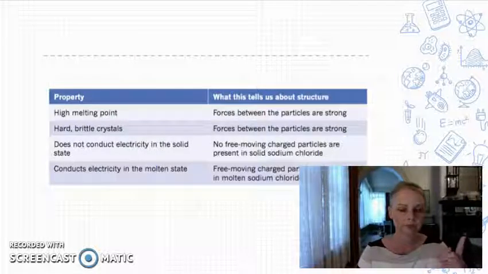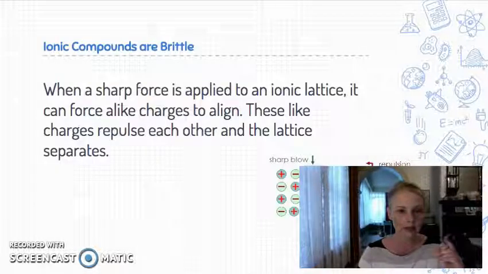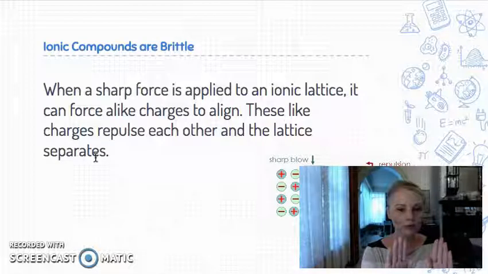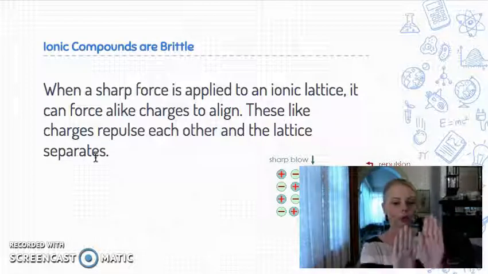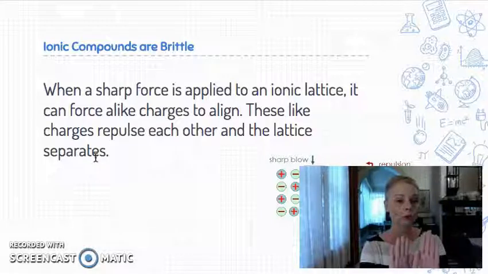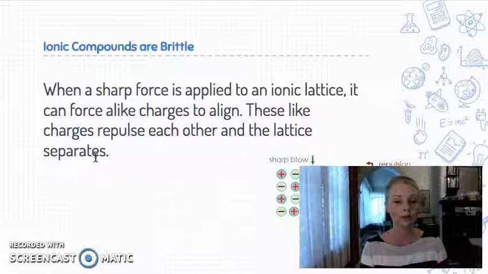Brittleness. That's the one that we didn't talk about yet. Brittleness, let's slide down to this one. Because we've got the alternating positive and negative charges, if we push them and align the positive charges together and the negative charges together, they will repel each other, and that will cause the lattice to separate. So ionic compounds are brittle. This compares with metallic compounds where we've got the cations in the sea of electrons and they can slide past each other.